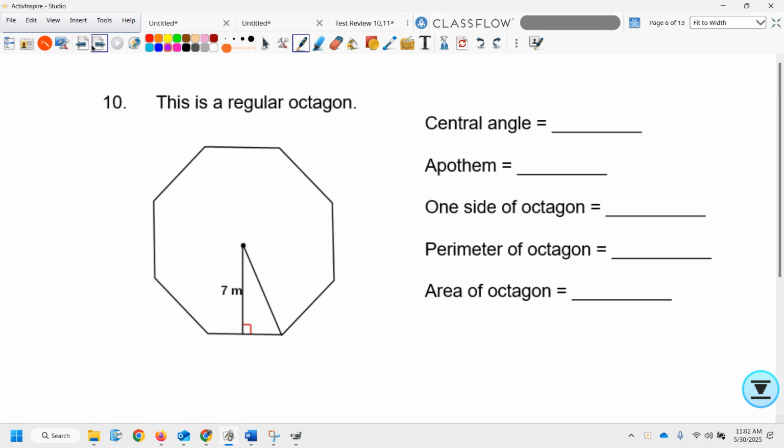All right, it's a regular octagon. They didn't give us one side, but they gave us the apothem. This is the apothem. All right, for the central angle, it's an octagon. It has 8 sides. 360 divided by 8 is 45. Remember, we need to split that. So that makes this 22.5.